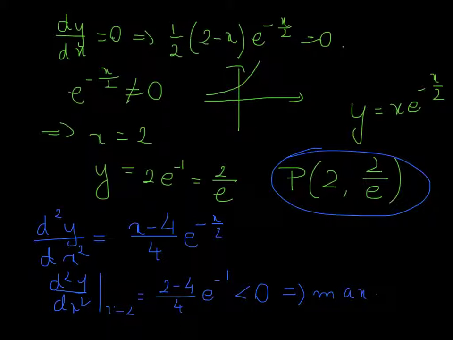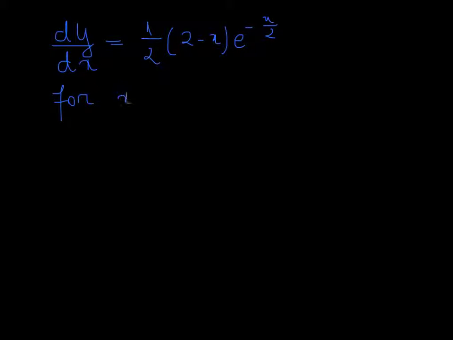The second method would be just to look at the sign of the first derivative around the point. So I'm going to do it on the next slide. Remember, the first derivative was dy by dx. So practically I'm doing the same thing with another method, looking just at the first derivative. So at x equals 2, for any x which is smaller than 2, 2 minus x is bigger than 0, right? So dy by dx for an x smaller than 2 is positive.